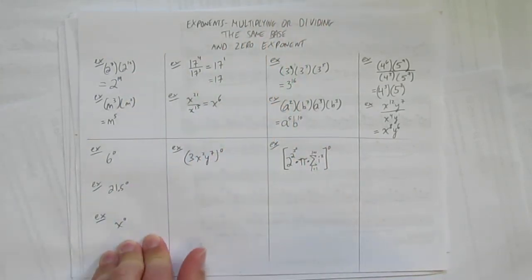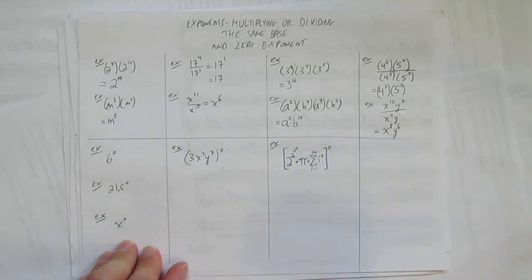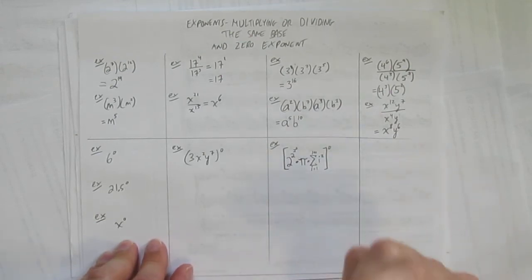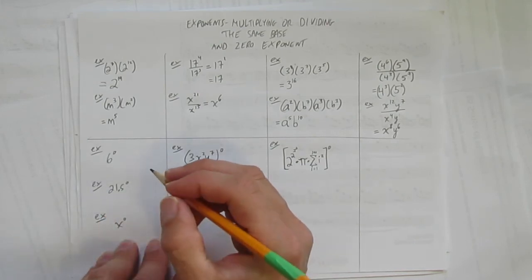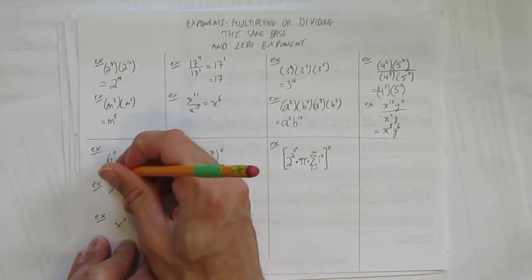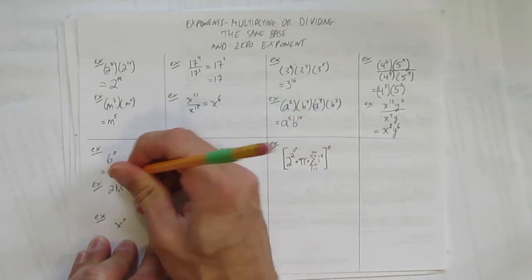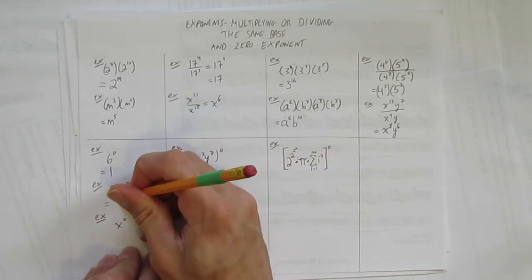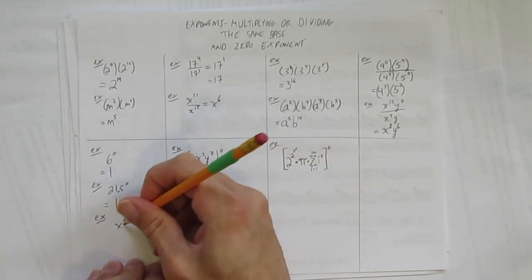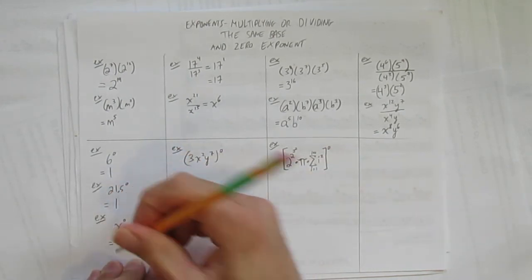Now let's look at the zero exponent. It's so easy, you just have to remember it. You won't believe how many students forget. Here in words is the simple explanation. Anything to the power of 0 is 1. So for example, 6 to the power of 0, 1. 21.5 to the power of 0, 1. Even a letter to the power of 0, 1.